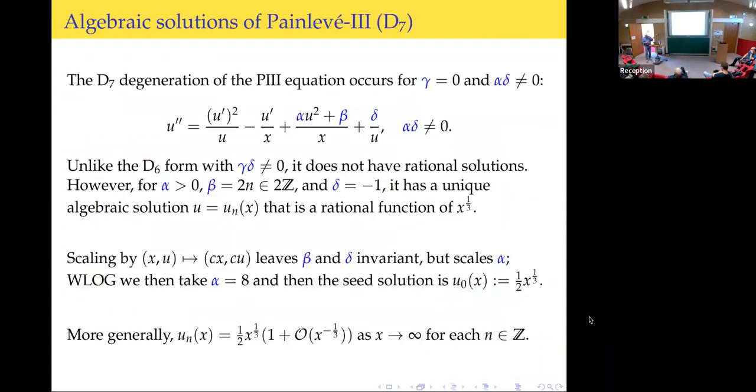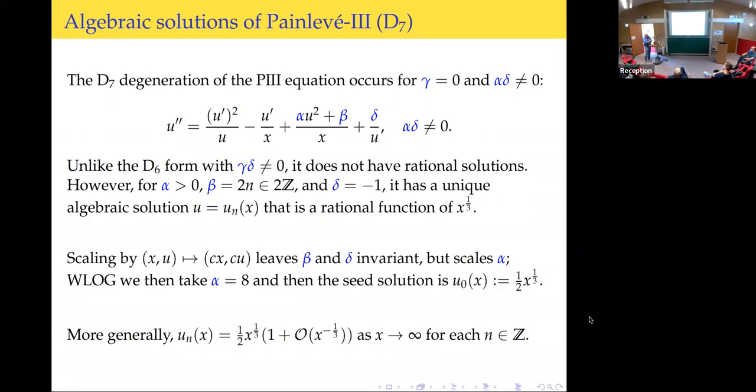All right, now I want to go back to this D7 equation that was in the title of the talk. That's another variety of the Painlevé 3 equation. What distinguishes it is that the parameter gamma is 0. However, now we demand that alpha times delta is non-zero. Here's the equation written out: alpha, beta, there's no gamma, and then here's the delta over u term, and alpha times delta can't be 0.